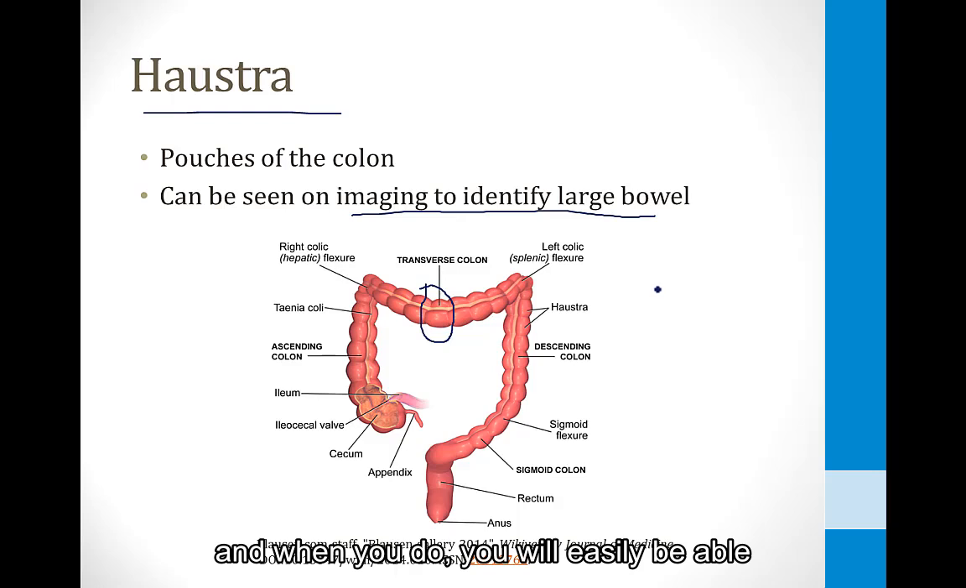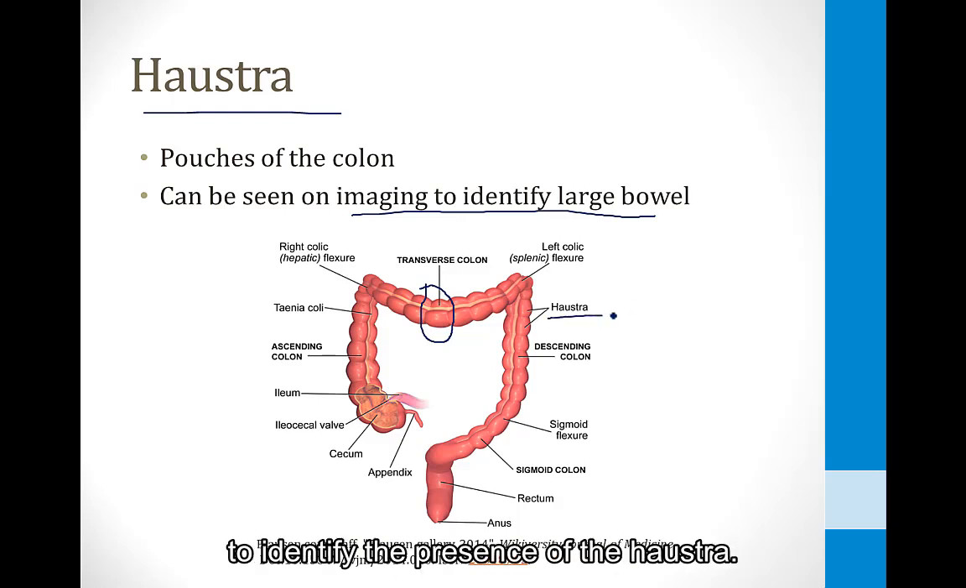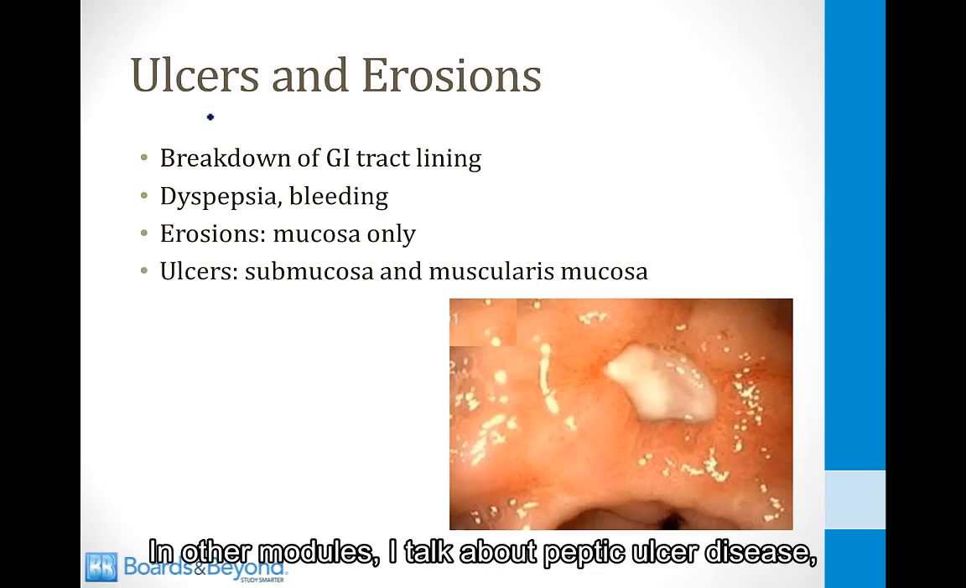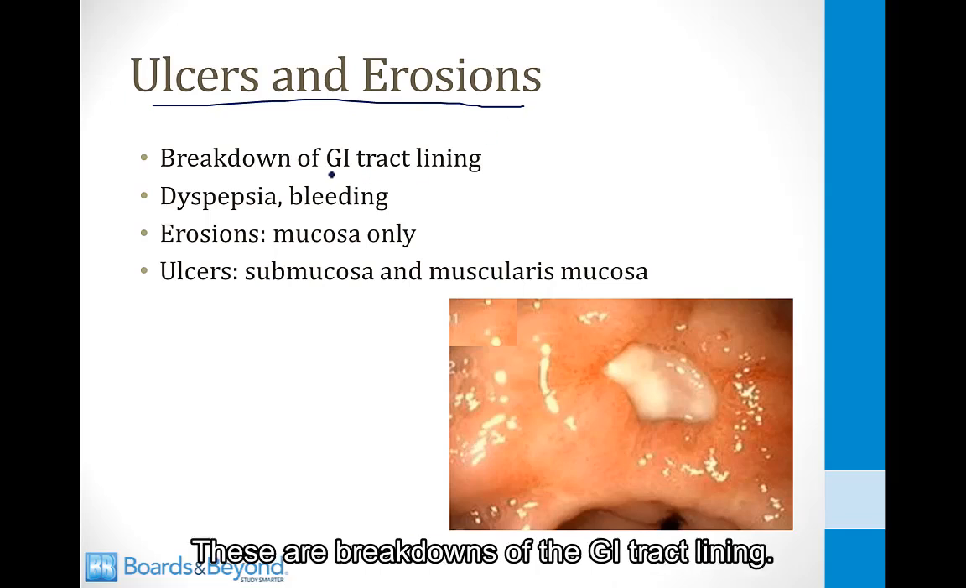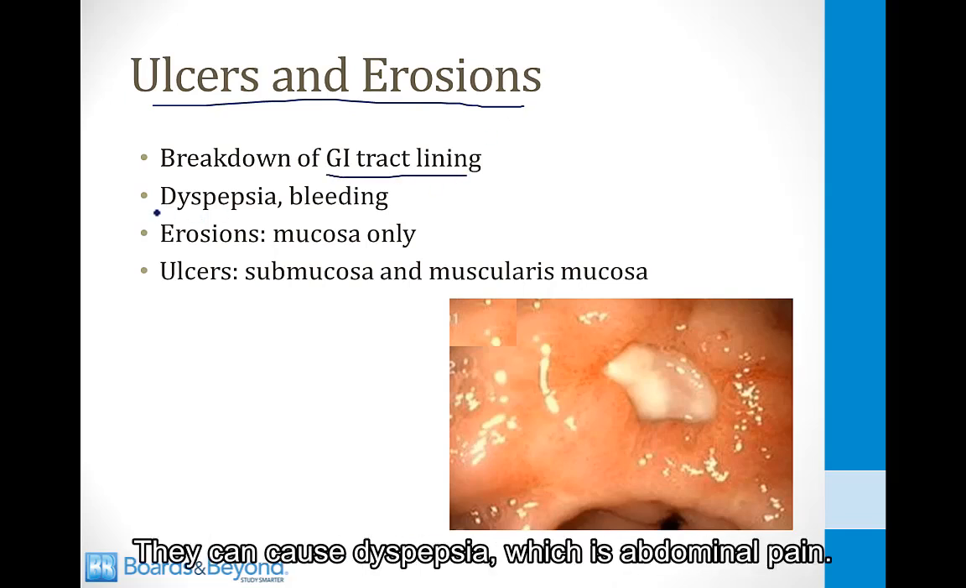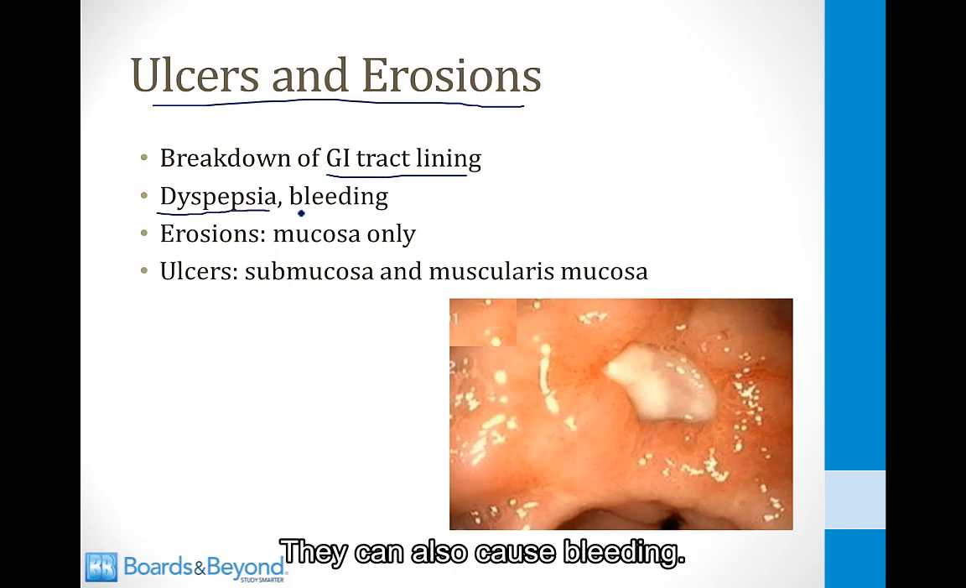And when you do, you will easily be able to identify the presence of the haustra. In other modules, I talk about peptic ulcer disease and ulcers and erosions of the GI tract. These are breakdowns of the GI tract lining. They can cause dyspepsia, which is abdominal pain. They can also cause bleeding.